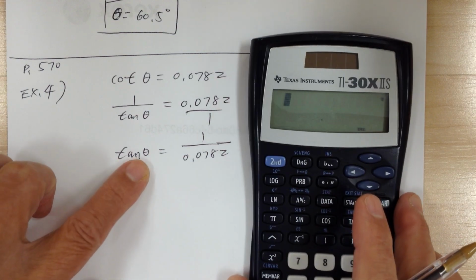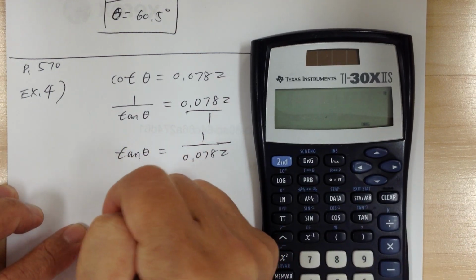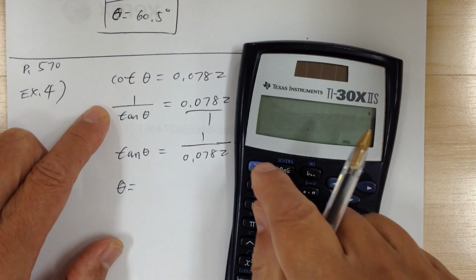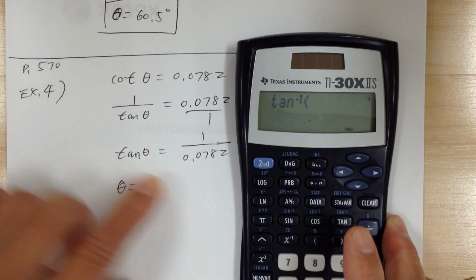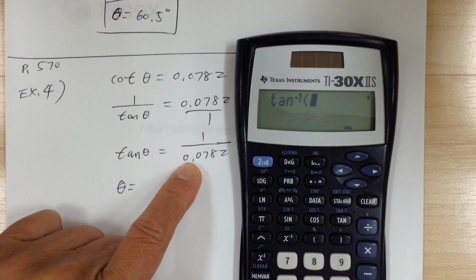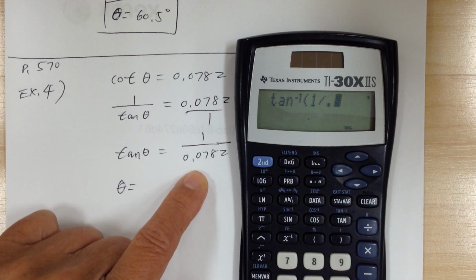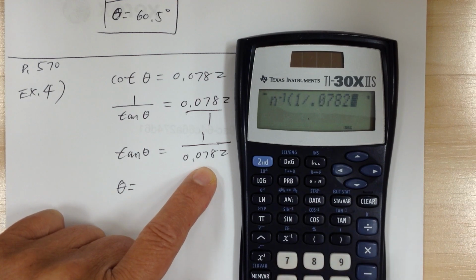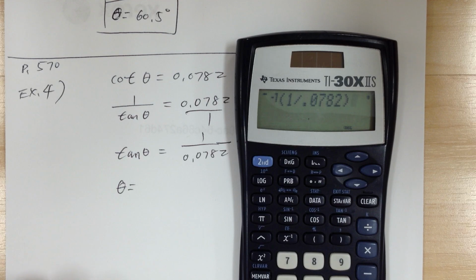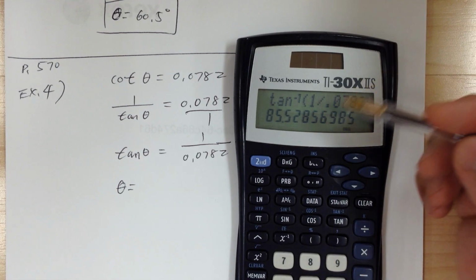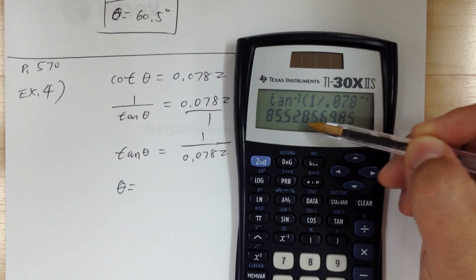Okay? So now you can go and enter that. Again, when you're looking for the angle, you have to go second function, so it'll be second tangent. Now inside is 1 divided by that, so you have to use 1 divided by 0.0782, closing parentheses, which equals, so you got 85.528.